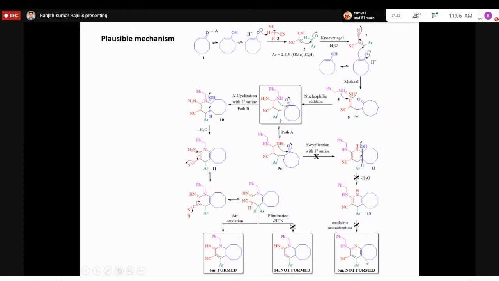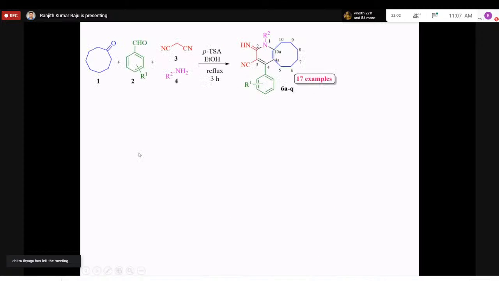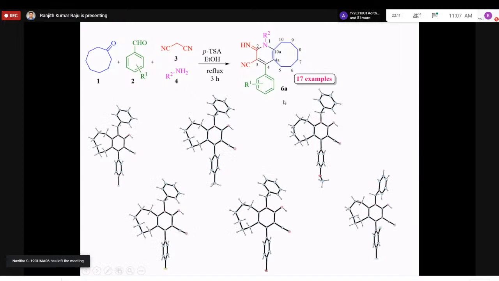But the reaction did not go that way. The cyclization took place between the primary amine and the OH of the ketone, to form intermediate 10, followed by dehydration, and finally air oxidation to form the unexpected compound, the imine. We explored this reaction and made 17 examples of these compounds, and of course again we illustrated the structure by single crystal X-ray.